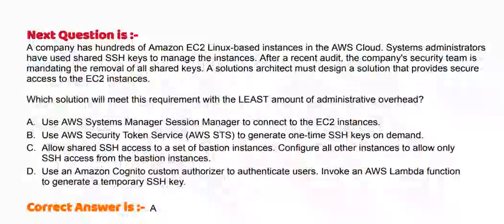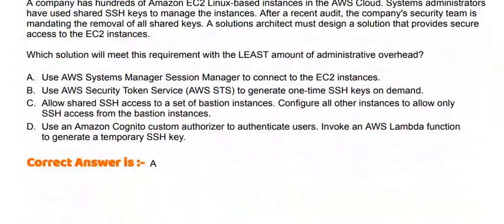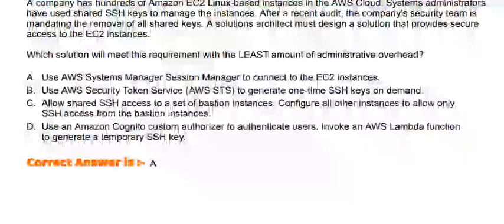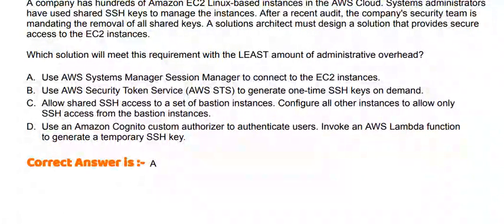Option A. Use AWS Systems Manager Session Manager to connect to the EC2 instances. Option B. Use AWS Security Token Service to generate one-time SSH keys on demand. Option C. Allow shared SSH access to a set of bastion instances. Configure all other instances to allow only SSH access from the bastion instances. And option D. Use an Amazon Cognito custom authorizer to authenticate users. Invoke an AWS Lambda function to generate a temporary SSH key.